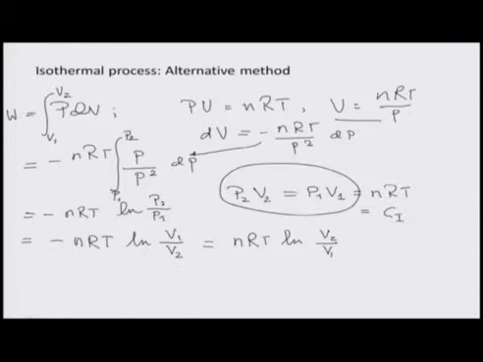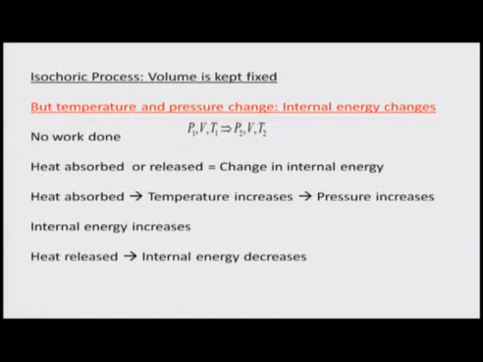So, let us proceed. We now have the isochoric process. Volume is kept fixed. Let us go slowly. If volume is kept fixed, temperature and pressure do change, and so does internal energy, because temperature changing means internal energy must change. But there is no work done, because again work done is PdV, and I have said in the beginning that the change in volume dV is equal to 0.